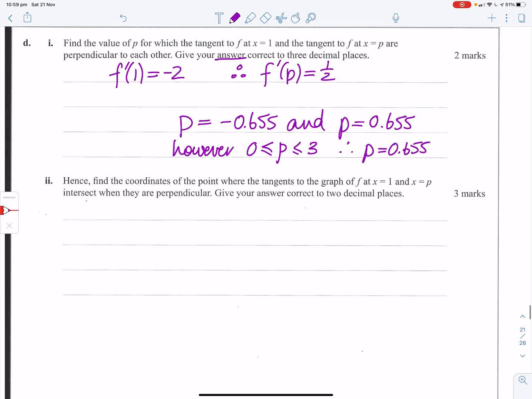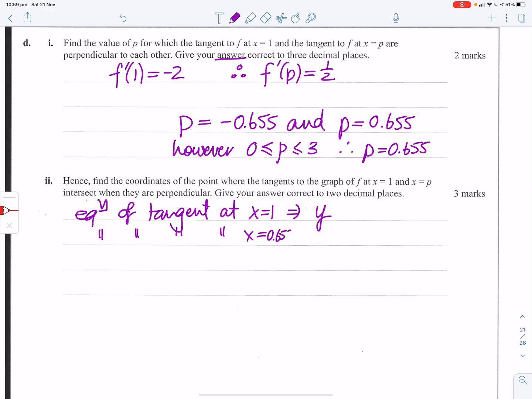Hence find the coordinates of the point where the tangents of the graph at x equals 1 and x equals p intersect when they are perpendicular. Give your answers correct to 2 decimal places. So we can say the equation of the tangent at x equals 1, and then the same at 0.655.